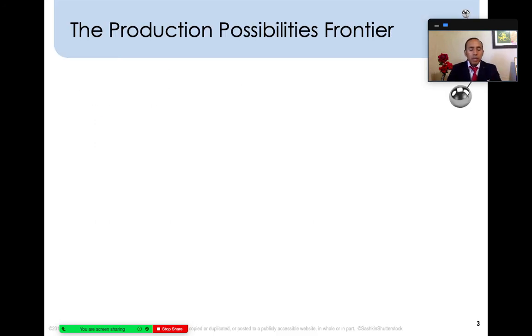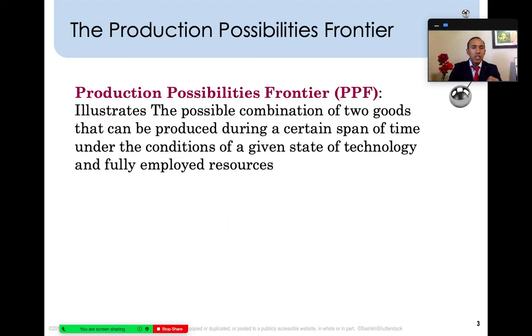One of the simple economic models that we use is the production possibilities frontier. And the production possibilities frontier illustrates the possible combination of goods and services that can be produced during a certain period of time under the conditions that we have a given state of technology and fully employed resources, or for a simple economy that produces two goods in the market, given the available resources.